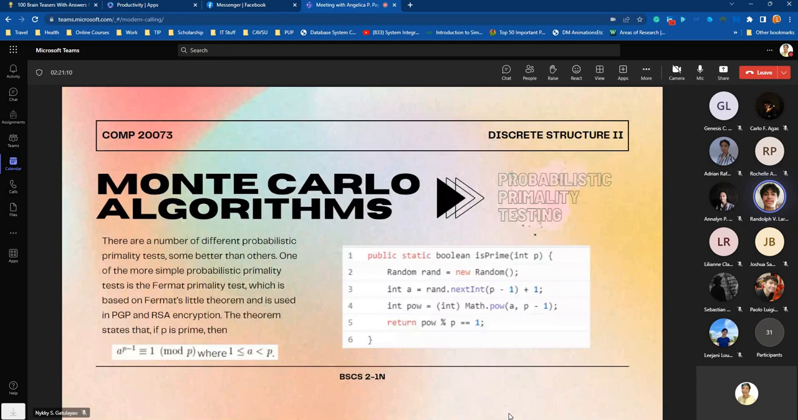The theorem states that if P is prime, then A raised to P minus 1 is equivalent to 1 modulo P, where A is greater than or equal to 1 but less than P. So ayan, as you can see in the code, bale mag-generate ka ng random object and then yung A is a random integer, then yung P is yung number mo, which is kung itetest mo kung prime or not. Since random yung A, magiging probability if ang kakalabasan niya is true or false. So ayun, next slide.